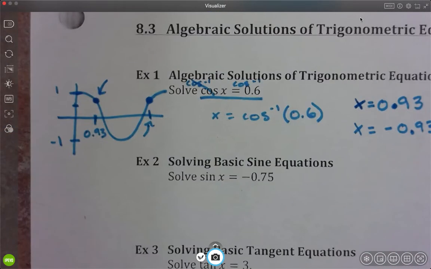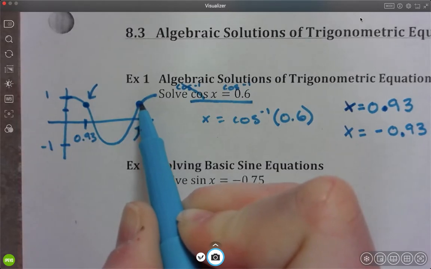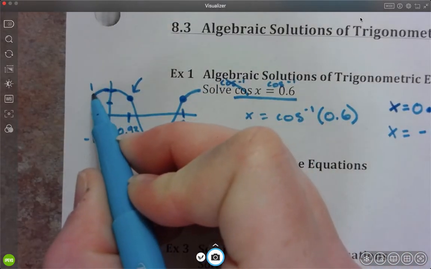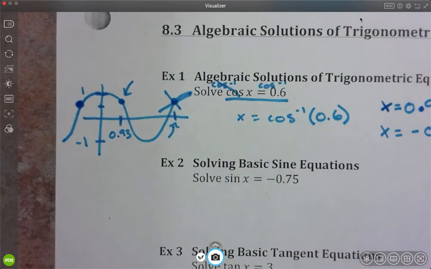Now, when we're looking at the graph of this, this value is obviously not -0.93. What they're doing, though, is they are picking on this point, not this one, they're picking on this point.